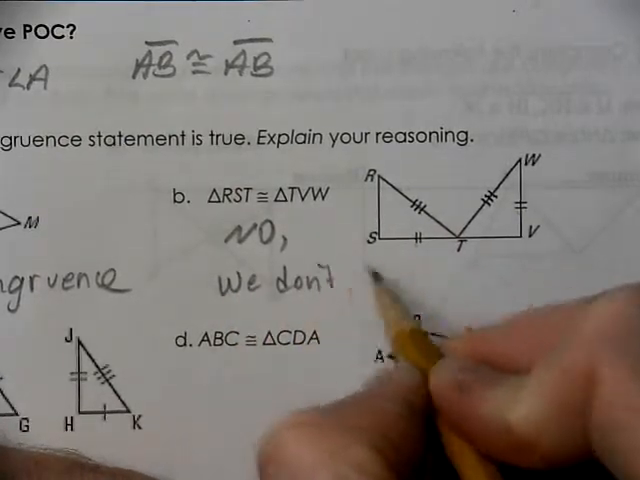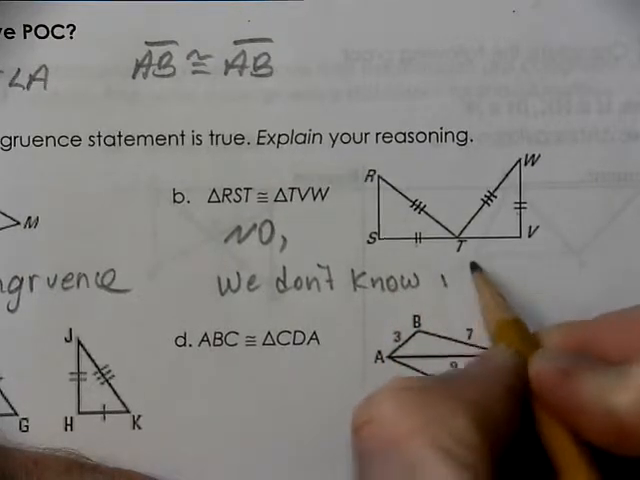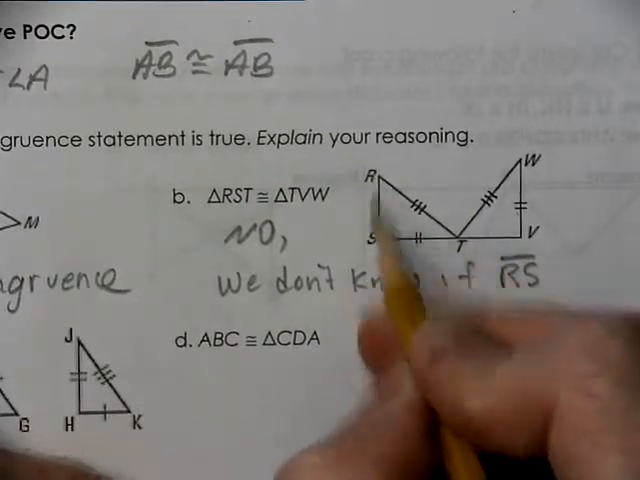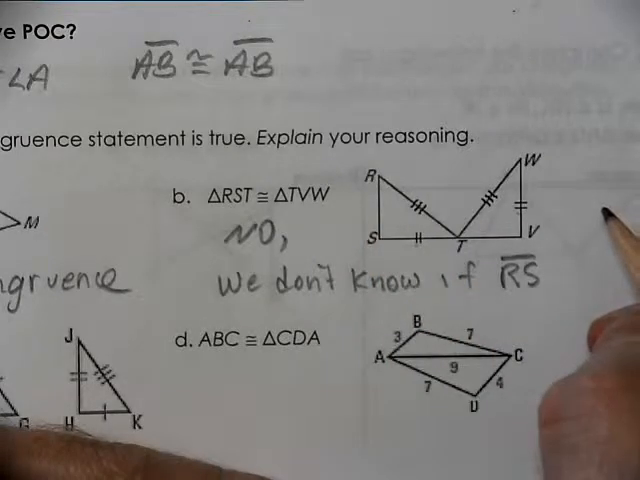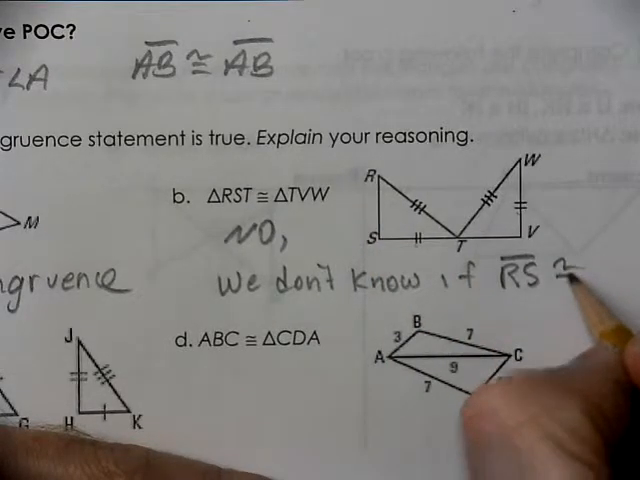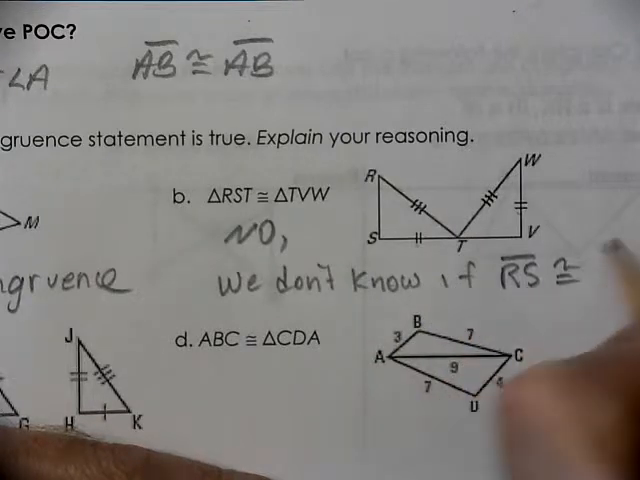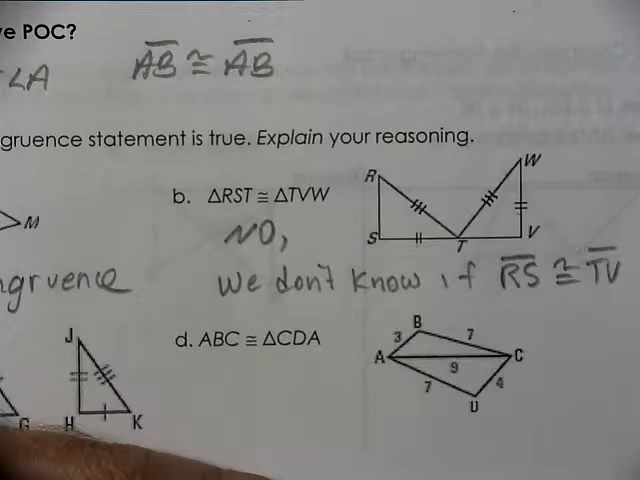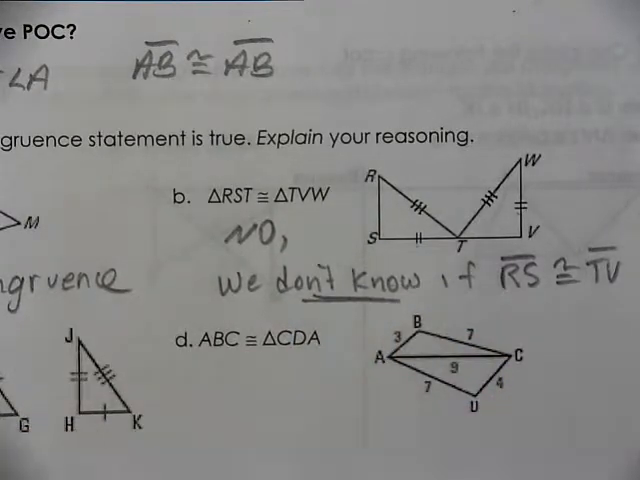We don't know if RS, which is not labeled, is going to be congruent. We don't know if it's congruent to TV. We don't know. So we cannot say that the triangles are congruent if we don't have SSS. Right now, that's the only format that we can prove triangles congruent, is side, side, side. In the future, we're going to learn some other methods also.